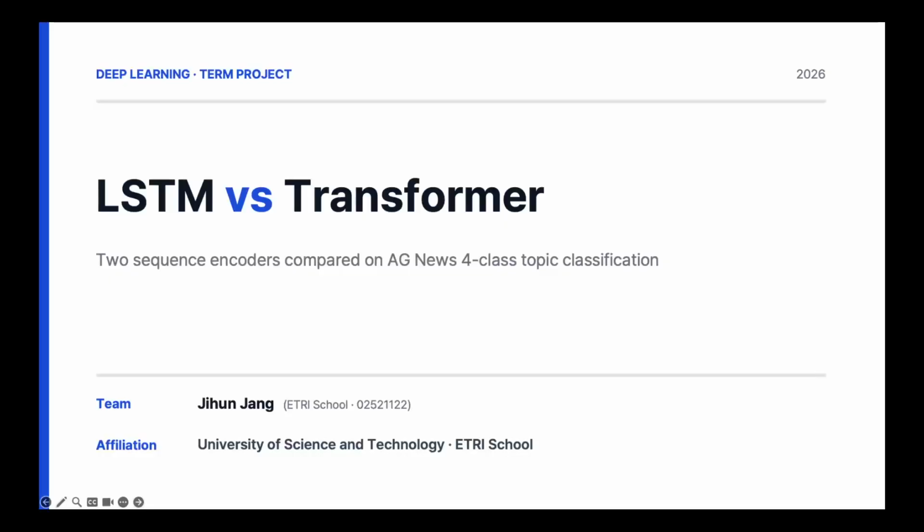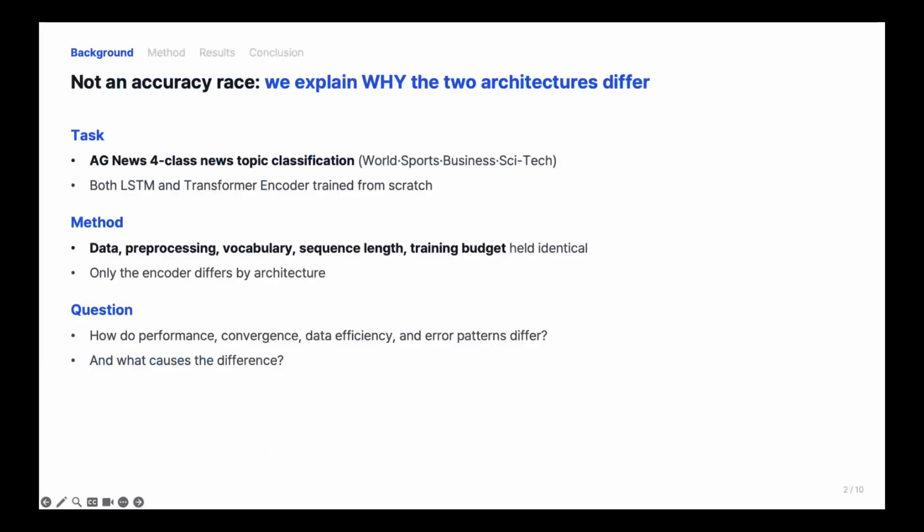I compared an LSTM and a transformer encoder on AG News topic classification under identical controlled conditions. My goal was not to maximize accuracy, but to explain why the two architectures differ. Both are trained from scratch, and I held everything identical except the encoder, so any differences can be attributed to the architecture. I asked how they differ in performance, convergence, data efficiency, and errors, and what causes it.